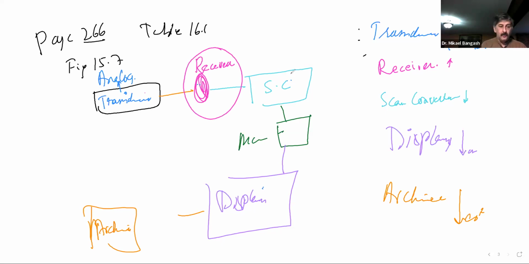So as we go here, the maximum or limitless range of shades of gray gets reduced in the receiver, primarily by compression. Lesser in the scan converter, lesser in the display, and lesser in the archive, where it may be stored in the form of a data file.